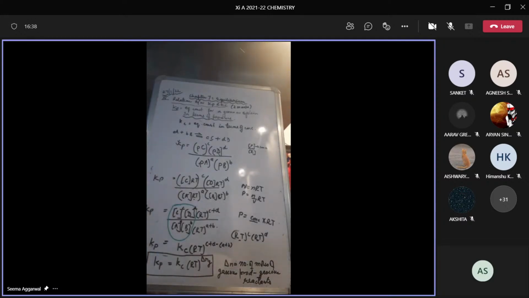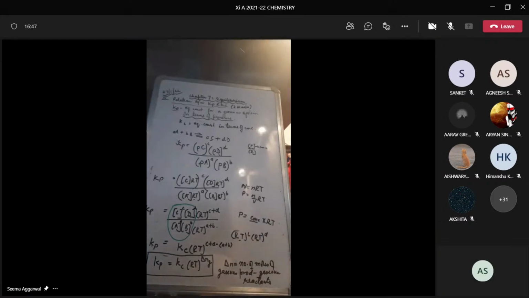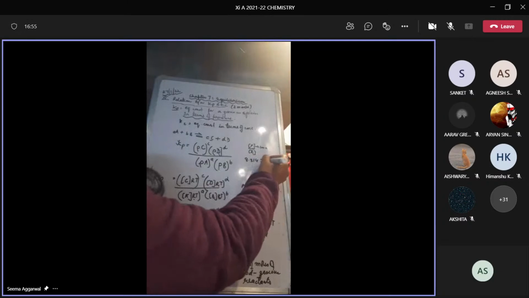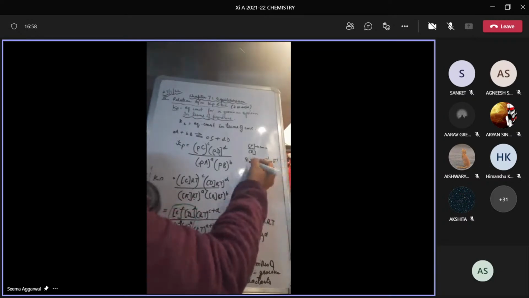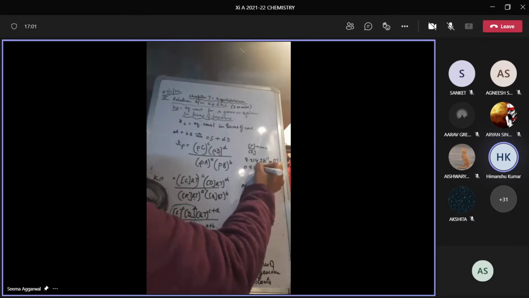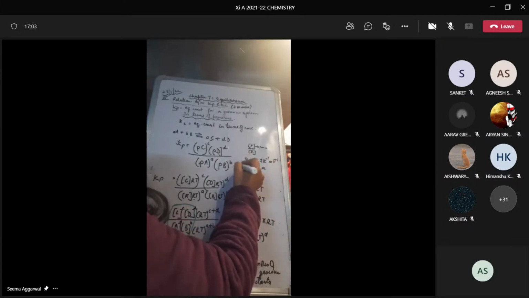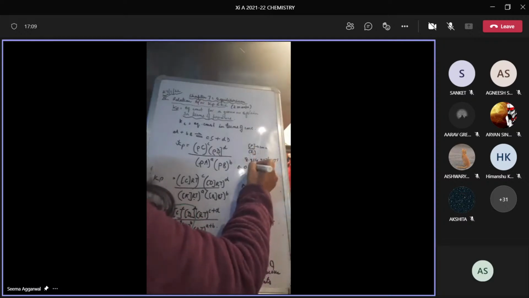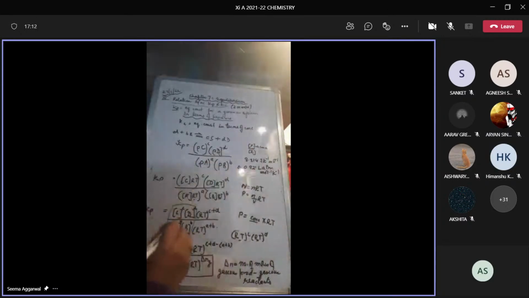Value of R should be remembered. R की value, it won't be given in the exam. You should be knowing the value of R. The value of R is 8.314. There are 2-3 values: 8.314 if it is in terms of Joule, Kelvin inverse, mole inverse. अगर pressure के terms में आएगा, if it is in terms of liter atmosphere, mole inverse, Kelvin inverse, then 0.082. So these are the commonly used values of R. Okay, so you should be remembering these two values.